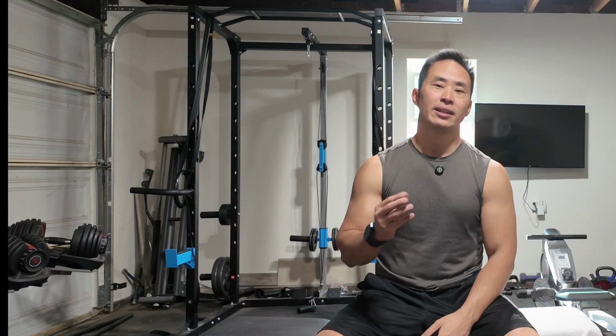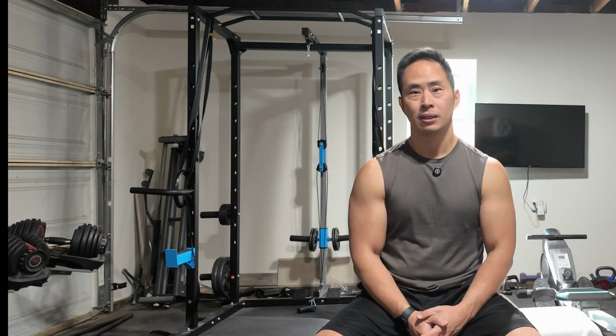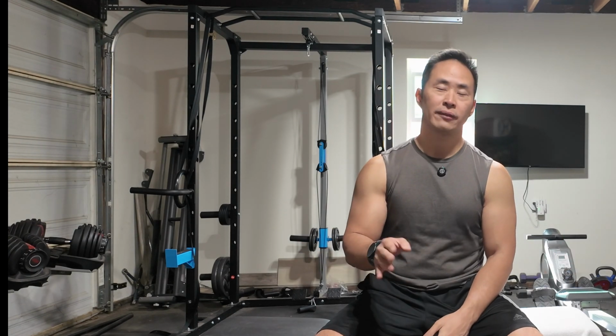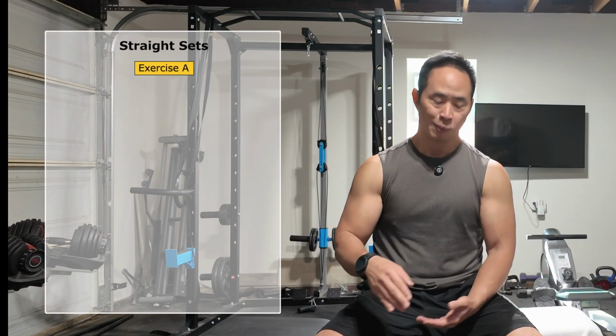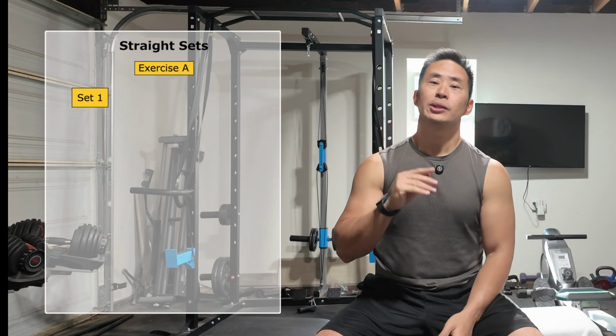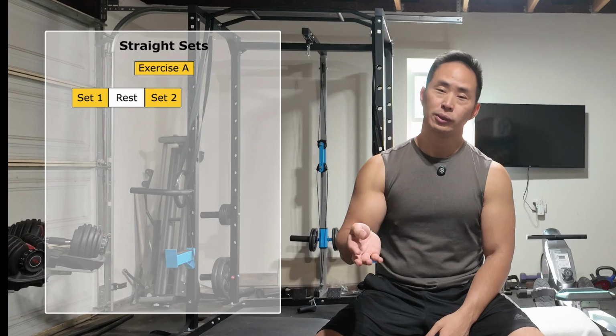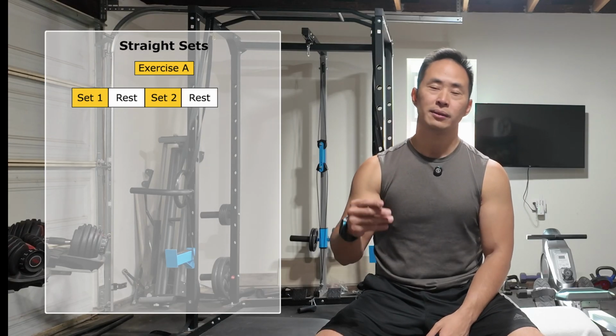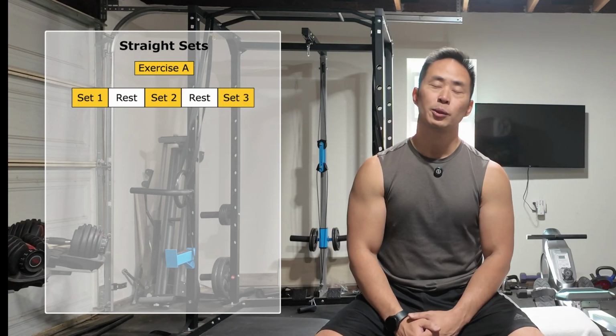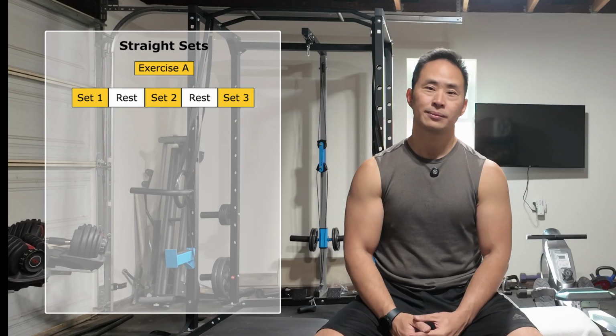So with that basic terminology out of the way, let's get into how you structure a workout. The most basic and conventional way you can do it is to choose a number of sets you're going to do for an exercise. You do one set, you have a rest period, you do another set, rest period, another set, up to as many sets as you're planning to do for that exercise.